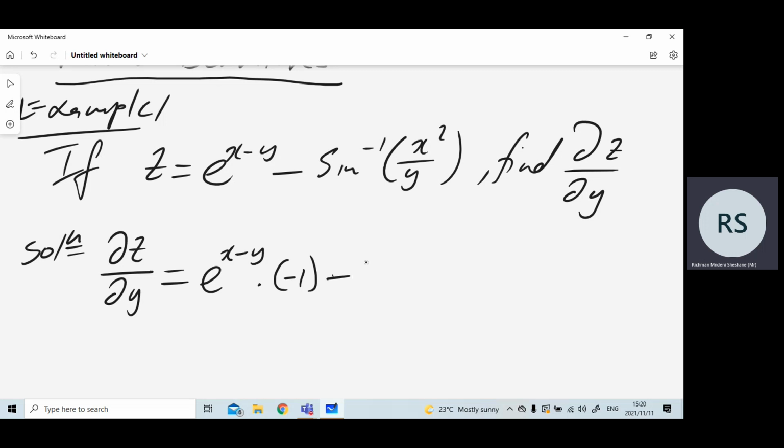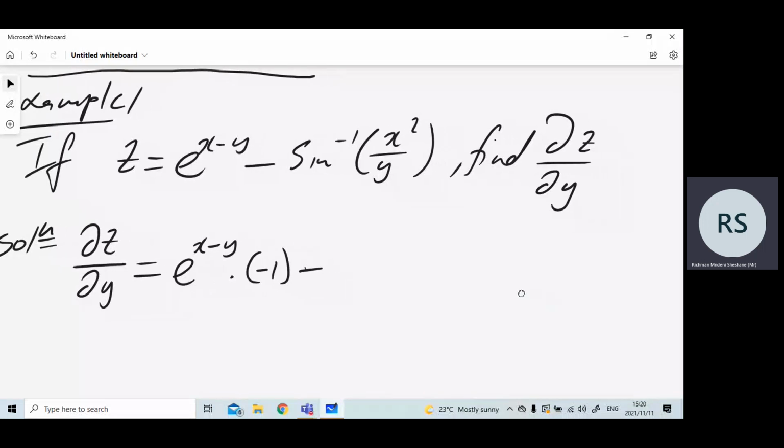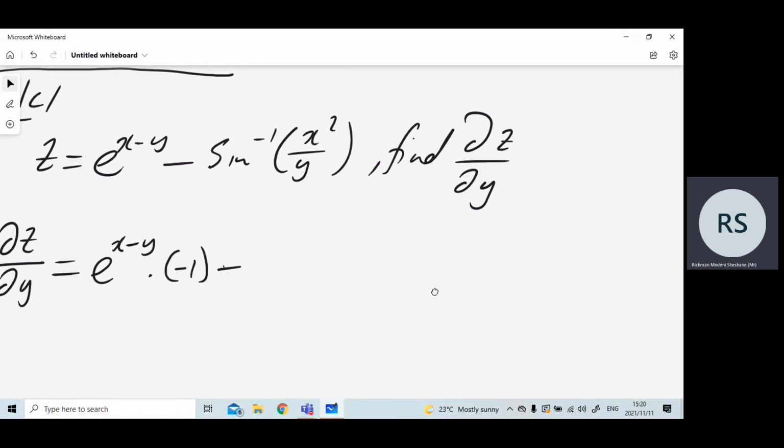Okay, minus a derivative of the second term. It's sine inverse of a function. It's a function of a function. So we have to apply the chain rule in this case. But when we're deriving sine inverse of a function, we use this formula for a derivative of sine inverse of x, which will be given during the test.